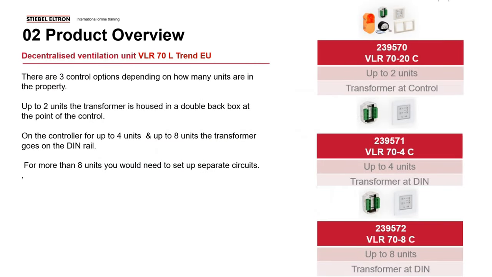The VLR 70 L Trend EU has three different control options depending on the number of units required in the property. Up to two units, the transformer is housed in a double back box at the point of the control. For 4 and 8 units, the controls need the transformer on the DIN rail. Separate circuits can be set up if more than 8 units are required.